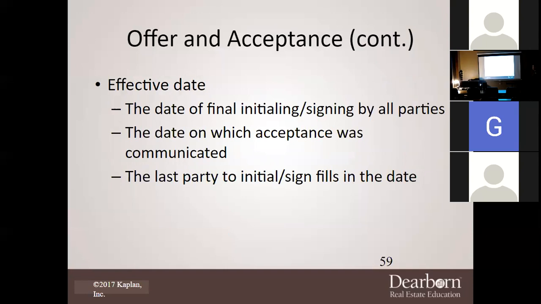The effective date. It's going to be the date of the final initialing and signing by all parties. It is the date on which the acceptance was communicated, and it is the last party. Keyword here: last party to initial and sign fills in the dates. It is not always going to be the selling agent. It can sometimes be the buyer's agent, okay? Because the selling agent may make counters. And if they make counters, then the buyer's agent would fill, okay?